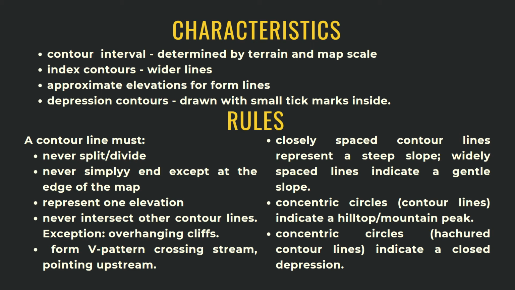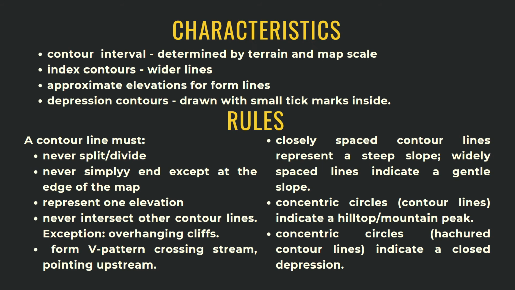The basic rules for contour lines are that a contour line must never split or divide. A contour line must never simply end except at the edge of the map. A contour line must represent one and only one elevation. A contour line may never intersect other contour lines. Overhanging cliffs are the only exception. Contour lines form a V pattern crossing a stream that always points upstream.